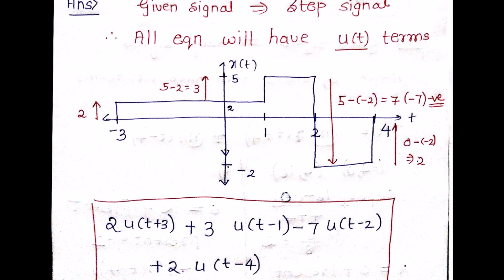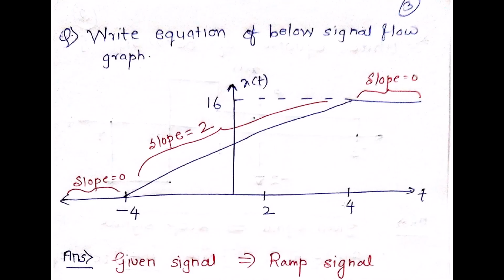Let us try to take a next example wherein we will be dealing with a ramp signal. Again the question says write the equation of the below signal flow graph. So basically this is not a signal flow graph. Signal flow graph basically comes into control systems, so you can just consider this as a signal graph.